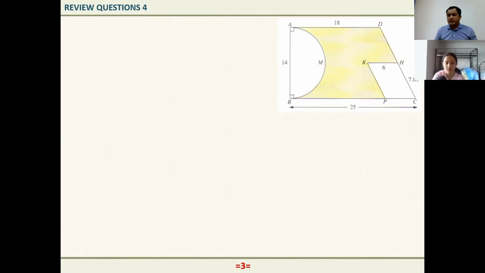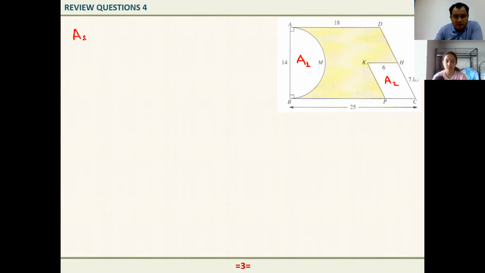So tell me, Shahina, how can you find the area? We have a trapezium, right, Shahina? Now we just cut off the semicircle from the trapezium, and also we cut off this parallelogram. Let's say the area of the semicircle is A sub 1. The area of this parallelogram is A sub 2. Then, do you think this makes sense?